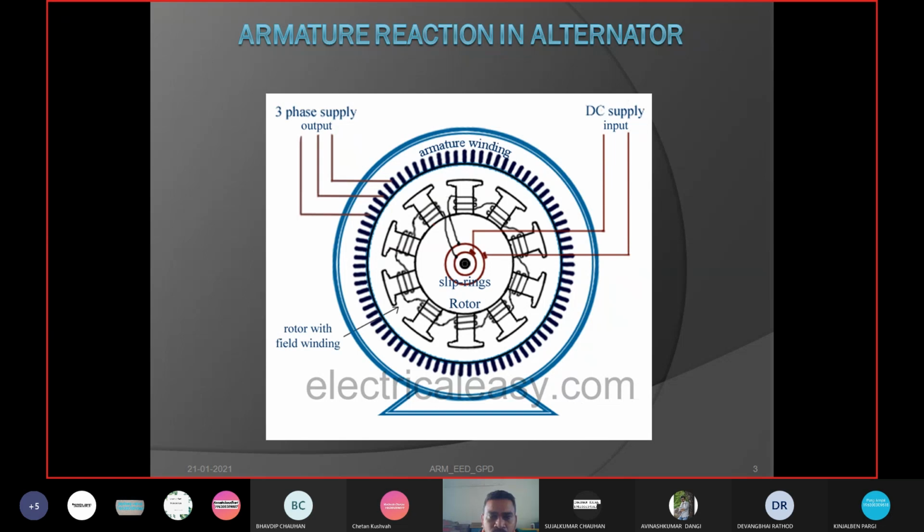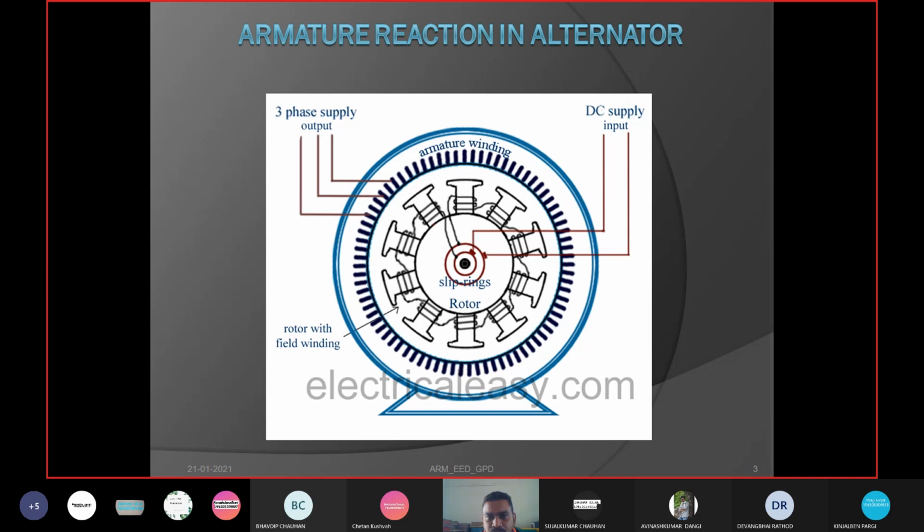So when the load is connected to the alternator, at that time the current is flowing through the armature winding. Because this rotor is in the rotating condition, this rotor rotates with the help of the prime mover. So this magnetic field is in the rotating condition, or we can say it is a rotating magnetic flux, and this rotating magnetic flux is cut by the armature winding. So according to Faraday's laws of electromagnetic induction, EMF is induced in the armature winding.